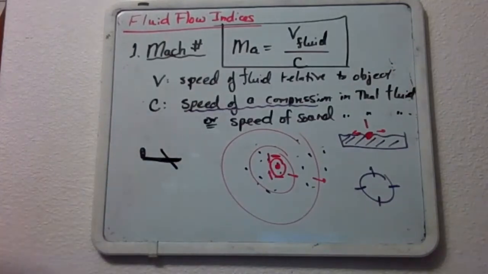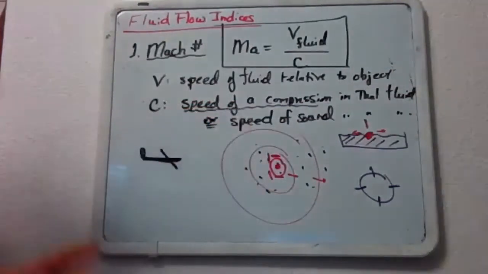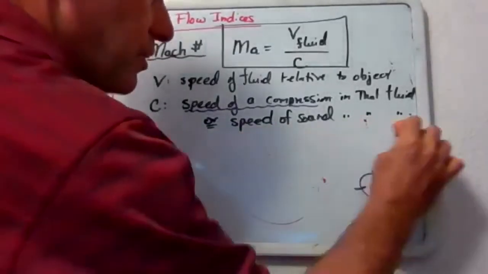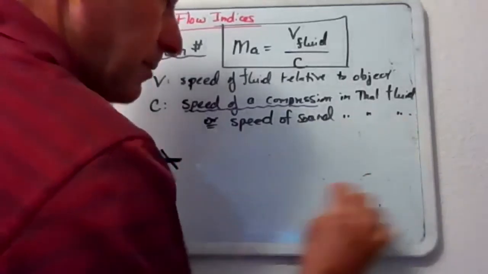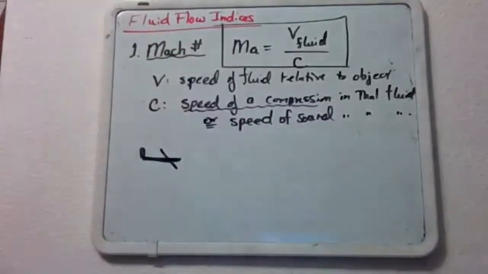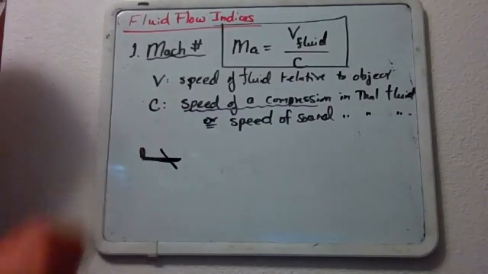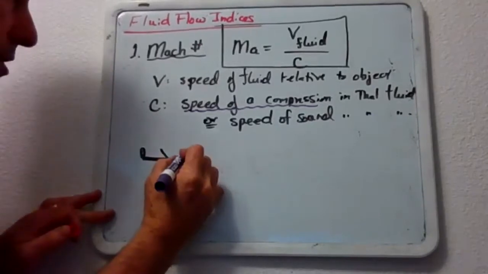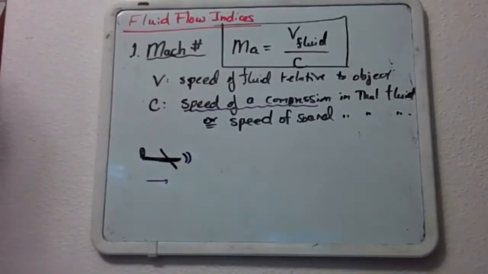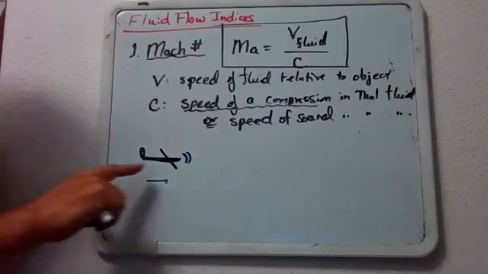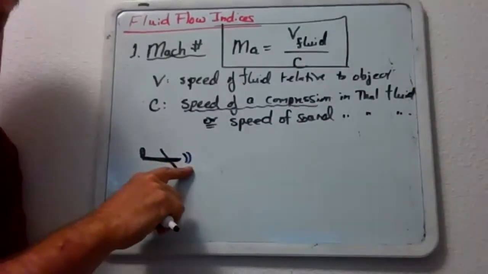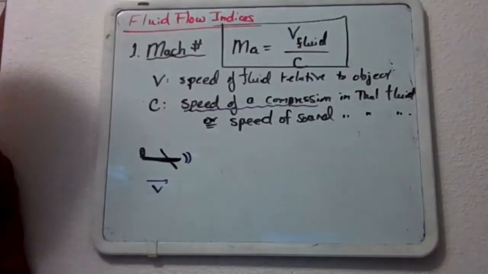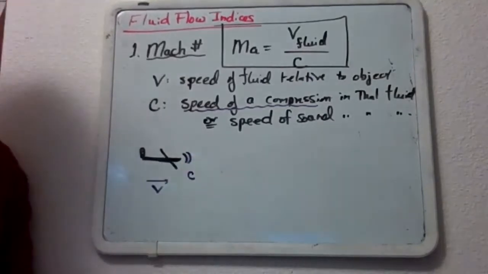Why would we be interested in the speed of a compression in a fluid? Again, no need to write this down. This just is giving you a little bit of intuition. There's all sorts of flow situations where we get compressions, and a good example is an airplane. If an airplane's flying this way, at its tip it creates compressions, which are high pressure areas. Would we like this plane to travel faster than this compression or slower than this compression? That V represents the plane travel, and C would represent the speed of the compression.